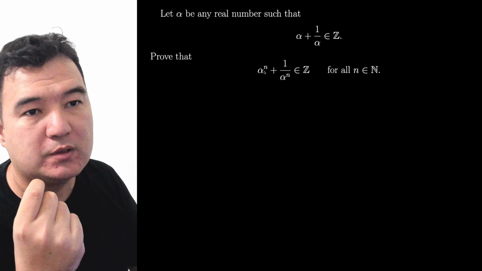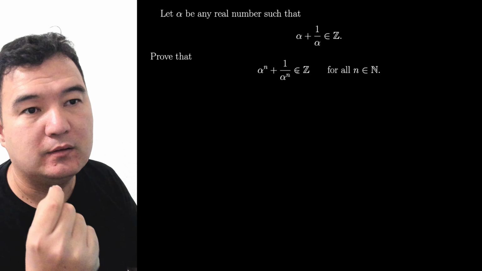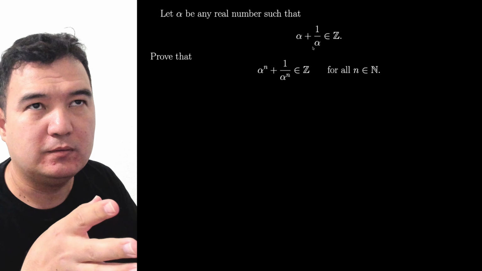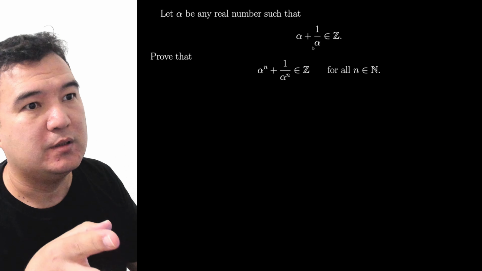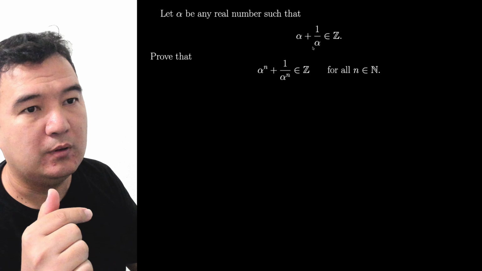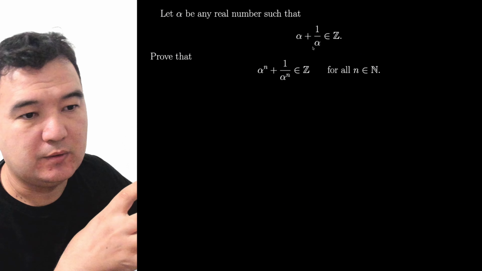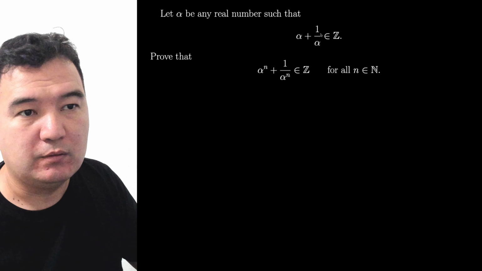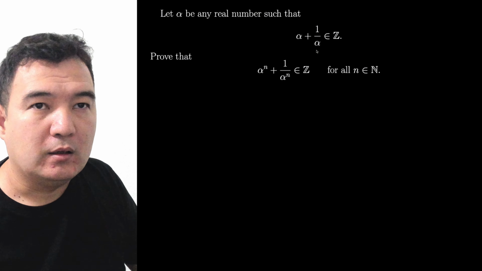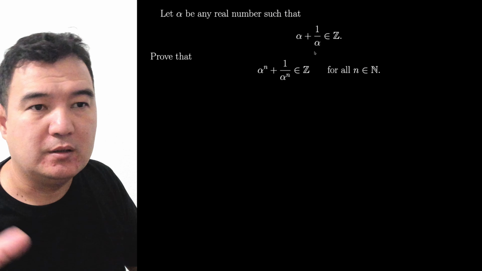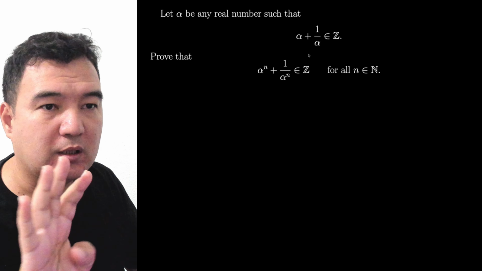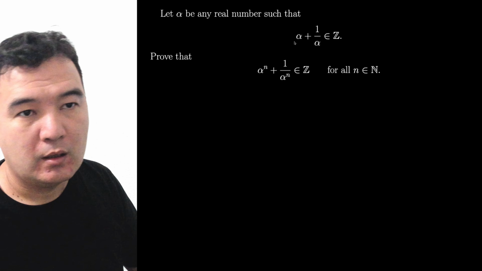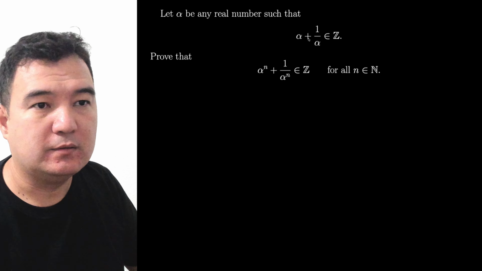We can try to get an expression for alpha^n plus 1 over alpha^n in terms of alpha plus 1 over alpha, but that makes a very big expression. It's simple for the square and the cube, but it becomes very large. Then if you rewrite this in terms of alpha plus 1 over alpha, you can use some binomial expansion, rewrite it in different terms and then show that it's an integer. However, if you go with induction, that's very straightforward.